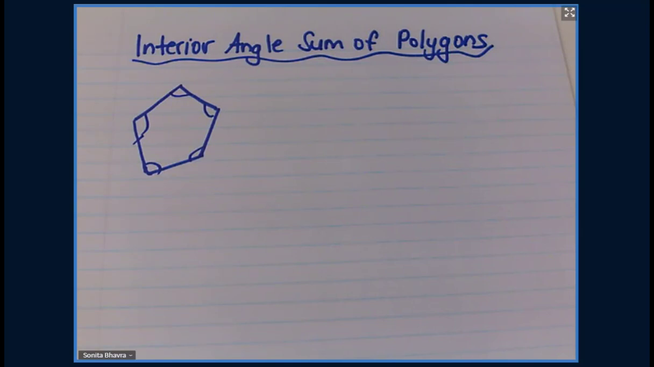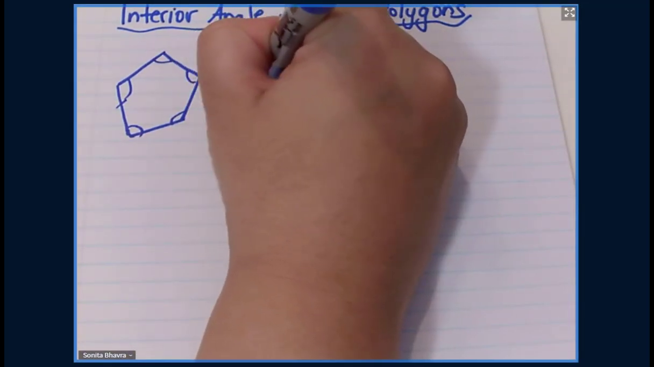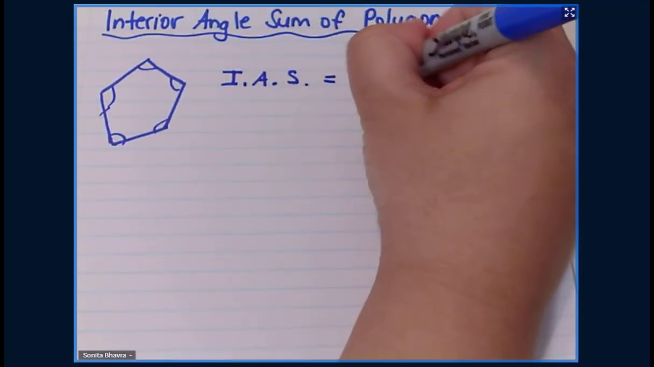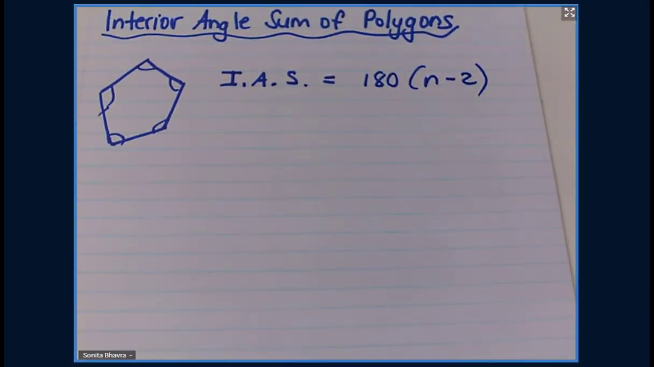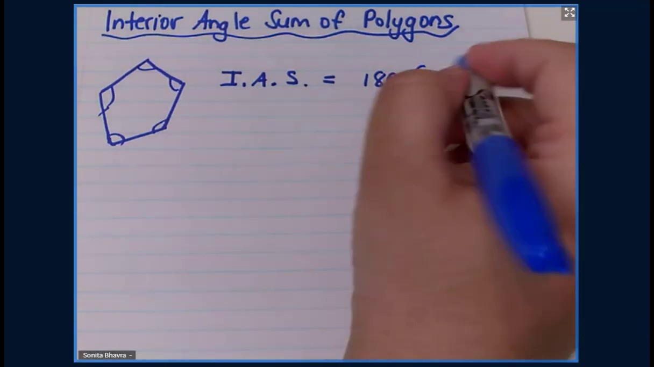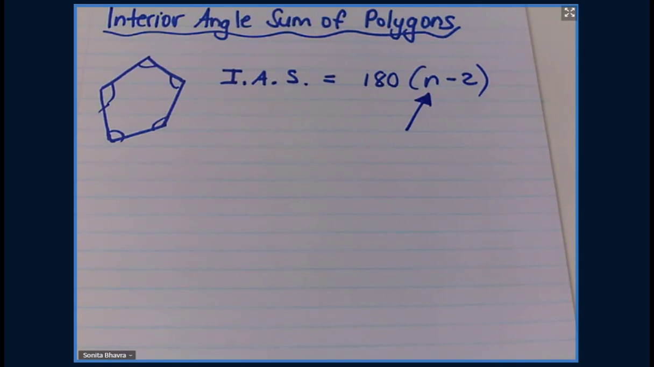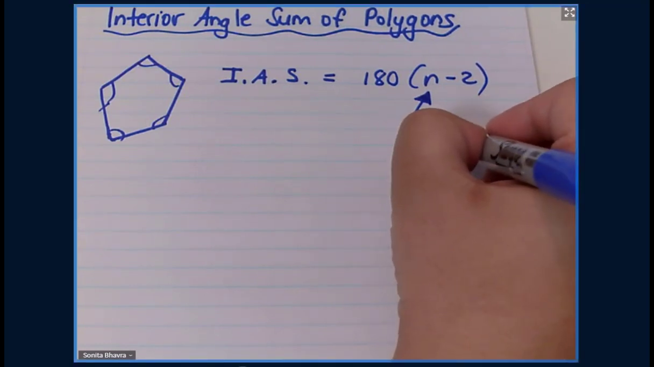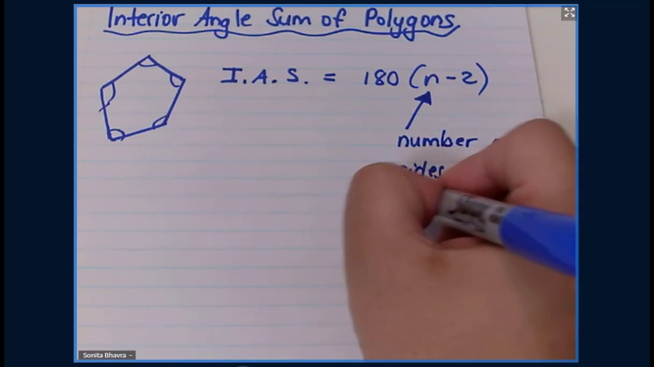All right, the other method is the formula method. The formula for the interior angle sum, IAS, is equal to 180(n minus 2). This n in the formula, I'm just going to put an arrow there, is the number of sides in a polygon, so that's what that represents.